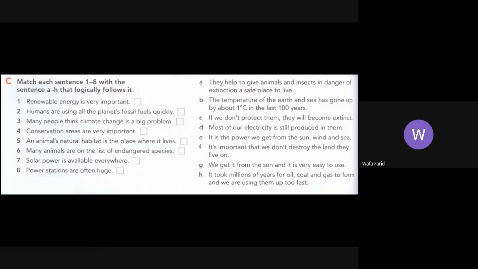So A, B, C ni senang gila. Teacher bagi task yang senang gila. Okay, so try your best to do it.